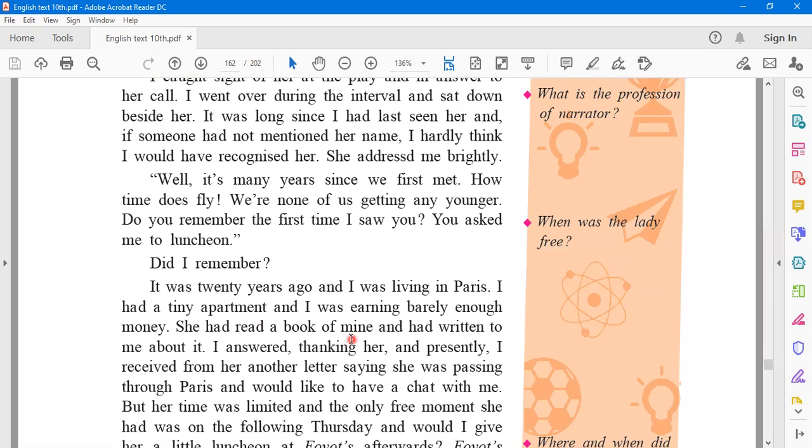She had read a book of mine. This line tells us that the author was by profession a writer. She had read a book of mine and had written to me about it. I answered thanking her, and presently I received from her another letter saying that she was passing through Paris and would like to have a chat with me.